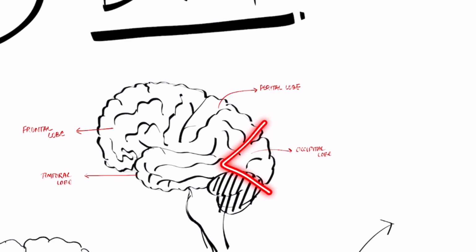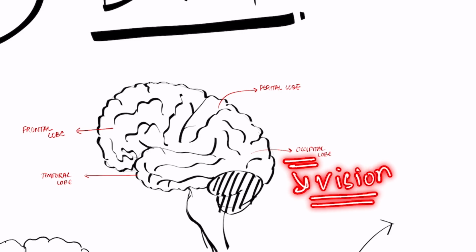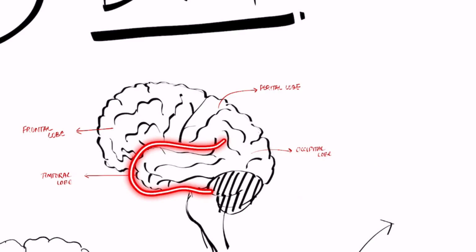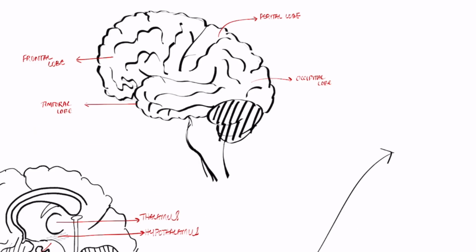Right. Now coming to the occipital lobe. The occipital lobe is the lobe that concerns itself with vision. And the temporal lobe concerns itself with the interpretation of voice and sounds. The temporal lobe also has the Wernicke's area that is responsible for comprehension of language, and also the lower temporal lobe is responsible for object and face recognition.